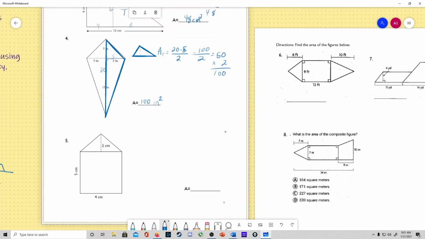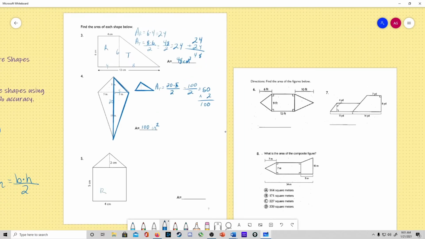So this next one, we're going to do the same thing here. So we're going to see that we're given a shape. It's 4 by 5 for this rectangle. And we can see that this triangle, if this side's 4, then this base has to be 4. So now we have a base and a height. Now we can find the area. Area of a rectangle is going to be 4 times 5, right? Length times width. That's going to be 20.